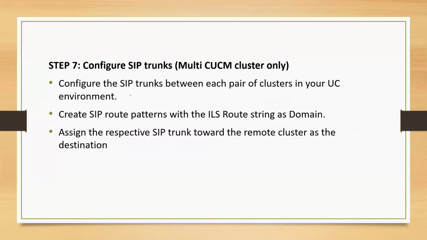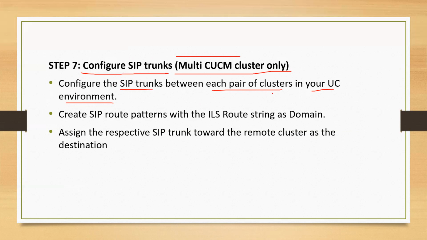Then we have the next step, step number 7, where it says configure SIP trunks, and it is multi-CCM clusters only. What you need to do is configure the SIP trunks between each pair of clusters in your UC environment. The SIP trunk which I was talking about earlier might be different, because you need to create a SIP route pattern and you need to mention the SIP trunk as well. This is different because this is for multiple CUCM clusters. That is what it says. You need to configure SIP trunks between each pair of clusters as well.